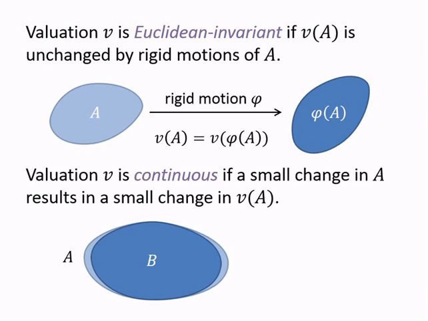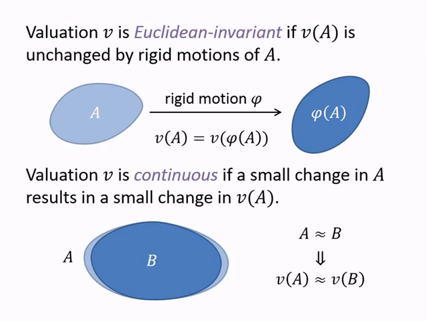If you know about the Hausdorff metric, great. If not, think about the intuition behind this picture. But if A and B are close, say in the Hausdorff metric, then their valuations are also close. If you perturb a set a little bit, the valuation doesn't change very much.